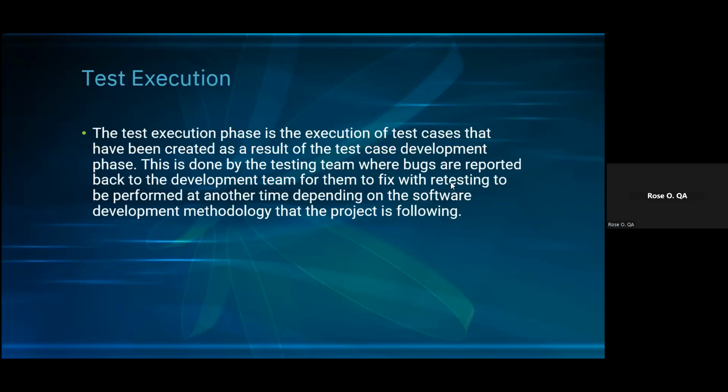But they work hand in hand. People mix it up a lot. Then the other one is retesting and regression. They mix it up. Retesting, regression. I'm going to explain it further when we go. To be performed at another time, depending on the software development methodology that the project is following. We are following Agile. So once it's fixed, you need to test it before we move further.